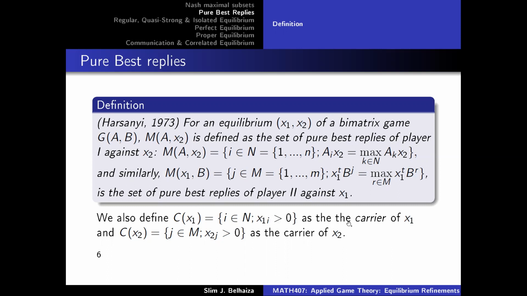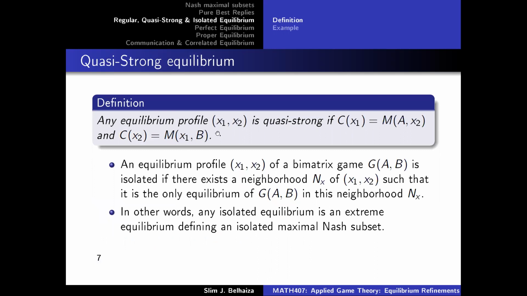So CX1 is the carrier of X1, CX2 is the carrier of X2. This way we have two definitions, one for the pure best replies set and one for the carriers. We'll see that when these two sets are respectively equal, we have what we call a quasi-strong equilibrium. A quasi-strong equilibrium is an equilibrium profile such that C of X1, the carrier of X1, is the set of pure best replies of player 1, and the carrier of X2 is the set of pure best replies. In other words, what does it mean?